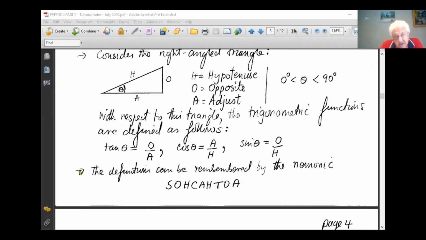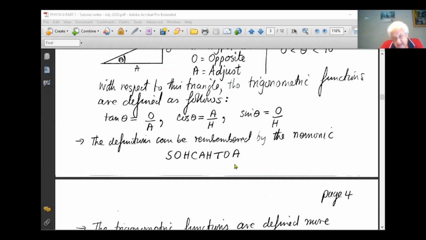Now, with respect to this triangle, we have tangent is opposite over adjacent. Cosine of theta is the adjacent over the hypotenuse. Sine of theta is the opposite over the hypotenuse. And I think you all know this mnemonic for remembering: SOHCAHTOA. Sine opposite over hypotenuse. Cosine adjacent over hypotenuse. Tangent opposite over adjacent.